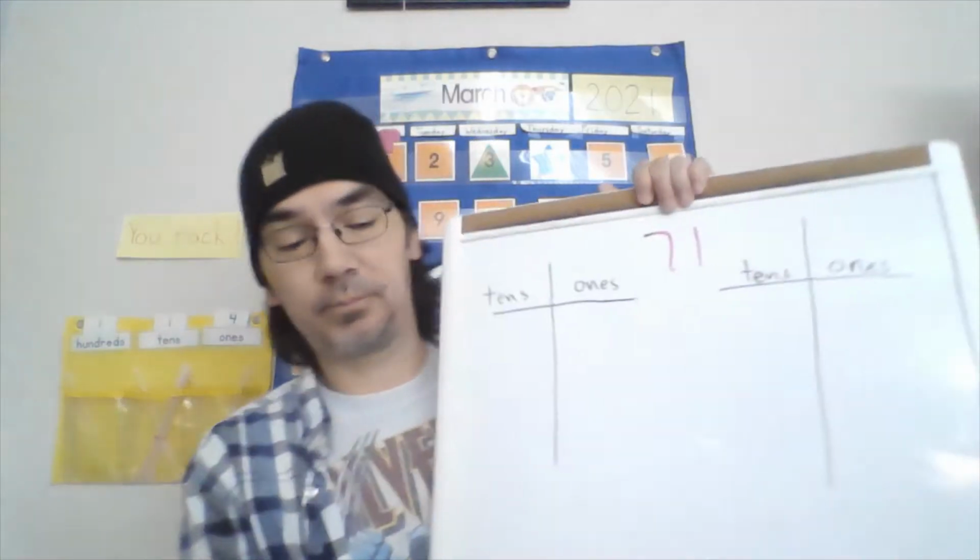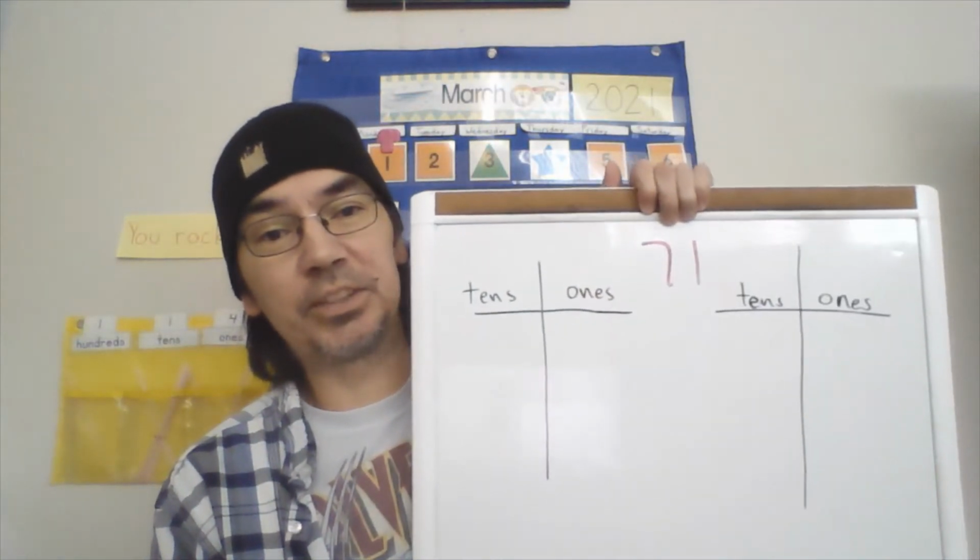Okay, let's look at another number. This can be a little bit tough for sure. Let's take a look at, how about 71? A big number, 71. Here we go. Here's 71.